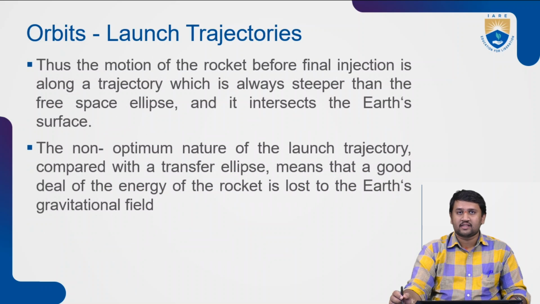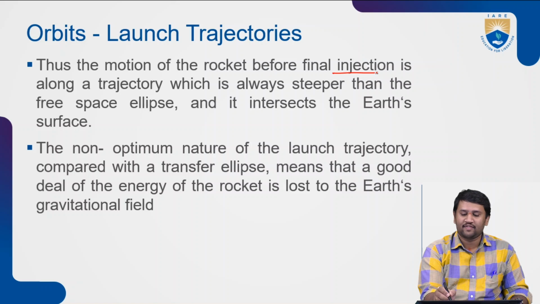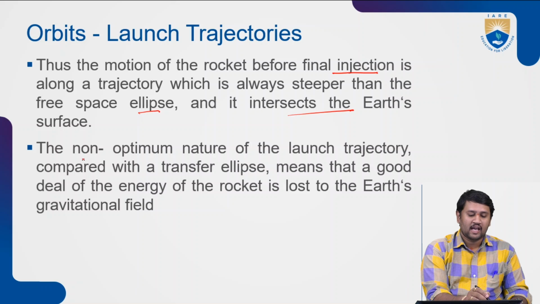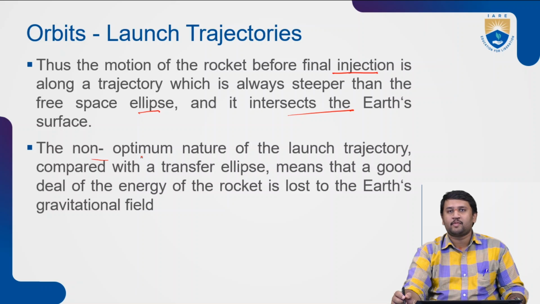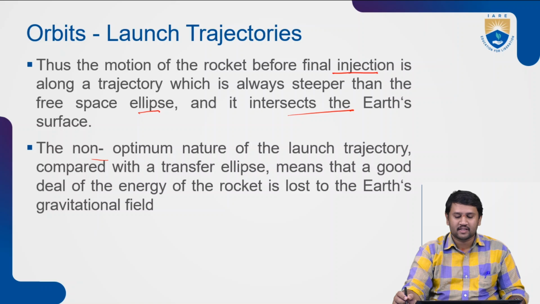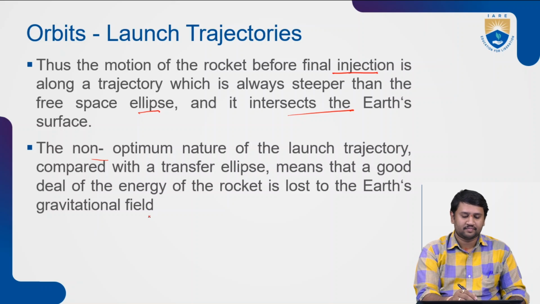Now, thus, the motion of the rocket before the final injection along the trajectory is always steeper than the free space ellipse. And if it intersects the Earth's surface, we know what happens. And the non-optimum nature of the launch trajectory compared with the transfer ellipse means that a good deal of energy has been lost to Earth's gravitational field.